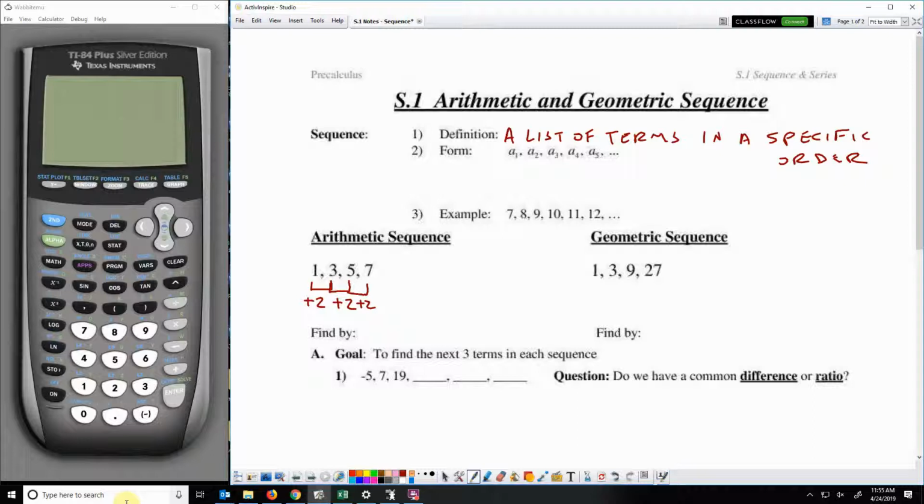Okay, and you can find that number by subtracting. So for example, 3 minus 1 is 2, and 5 minus 3 is 2. So that is called a common difference. So that 2 is the common difference.